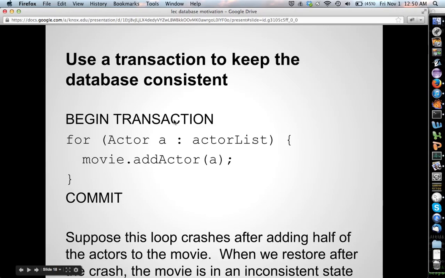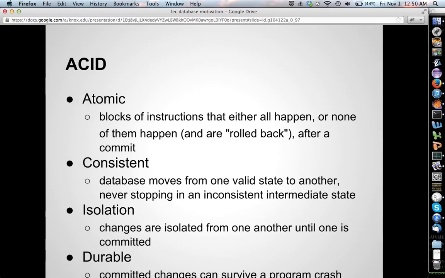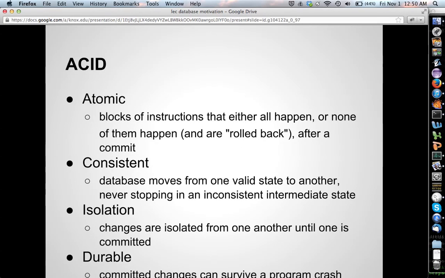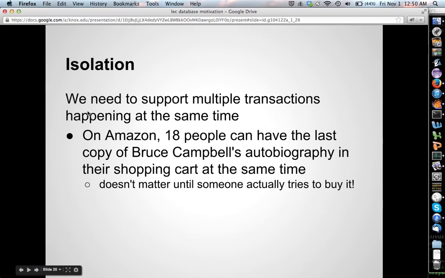And so what you would do is begin a transaction, do this, and commit, and if this crashes, then we can roll back the changes. So that's atomic and consistent. The I and D of ACID are isolation and durable. Isolation: changes should be isolated from one another until one of them's committed, and durable means that committed changes can survive a program crash. Actually, they should be able to survive even a disk crash, potentially. So for isolation, we need to support multiple transactions happening at the same time.